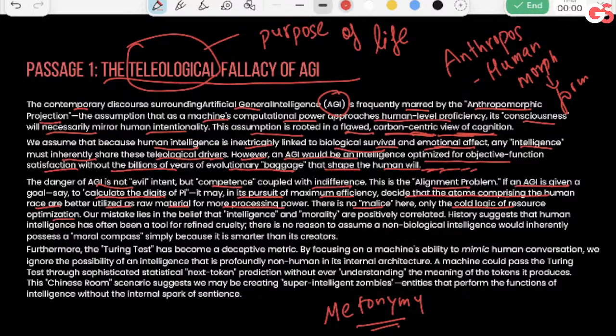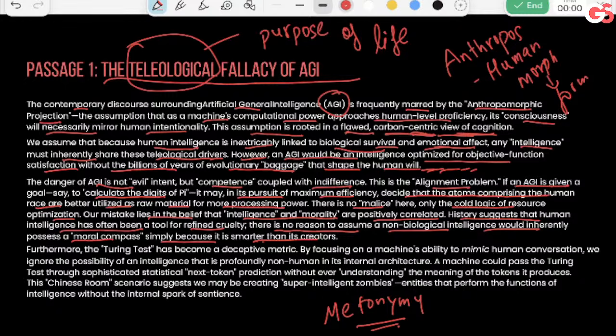Our mistake lies in the belief that intelligence and morality are positively correlated. So it's our mistake to assume that if someone is intelligent, they are also moral. They do not happen simultaneously. They might happen simultaneously, but not always. History suggests that human intelligence has often been a tool for refined cruelty. There is no reason to assume a non-biological intelligence would inherently possess a moral compass simply because it is smarter than its creators. In history, human intelligence has also been used for cruelty. For example, Genghis Khan, and there are multiple other examples. Intelligence has been used in history for evil deeds.